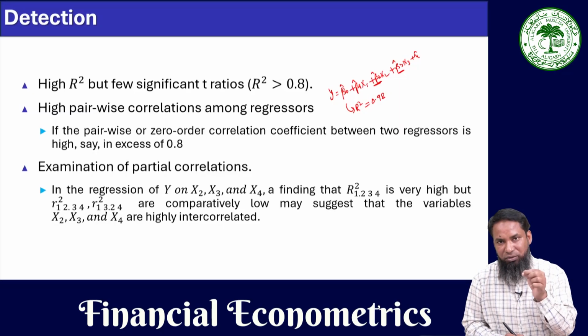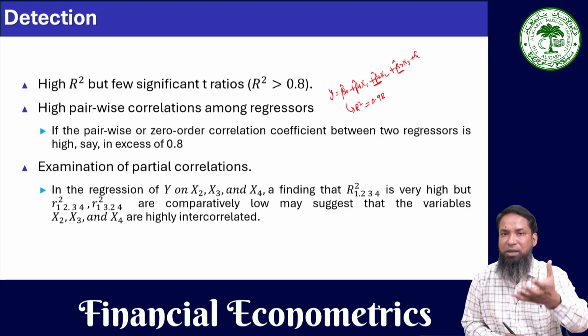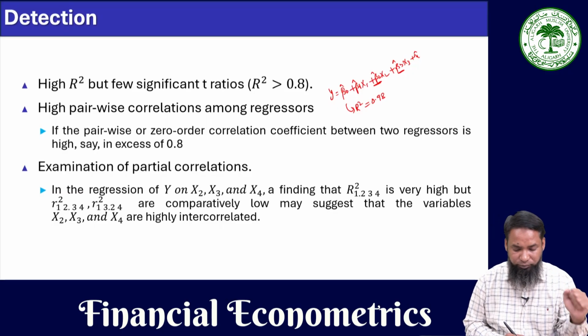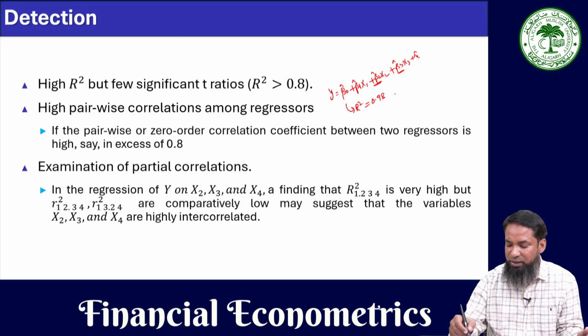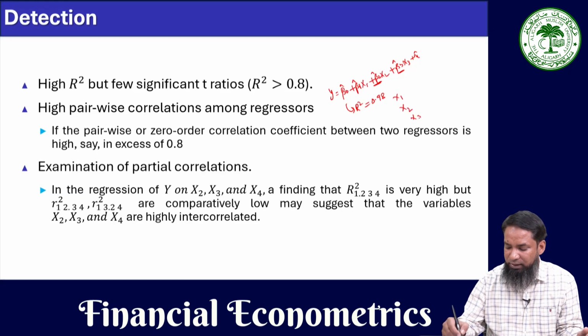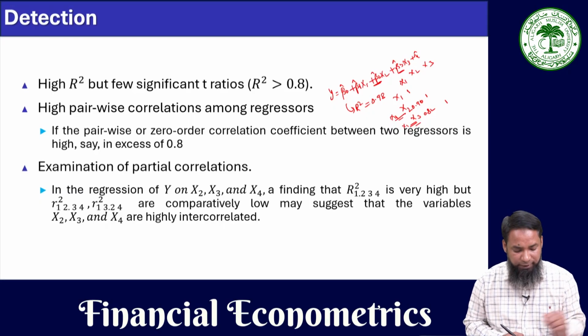So the individual coefficients are not significant, but overall significance is high. That means there might be a chance of the presence of multicollinearity: high pairwise correlation among the regressors. If we check the correlation matrix of x1, x2, x3, here we'll have 1, here we'll have 1. Let us say we have 0.9 or 0.82. If we have high correlation between x1 and x2, and between x1 and x3, there might be a chance of the presence of multicollinearity.